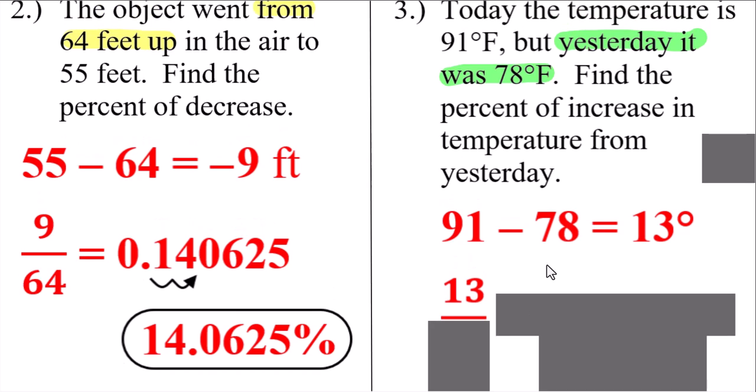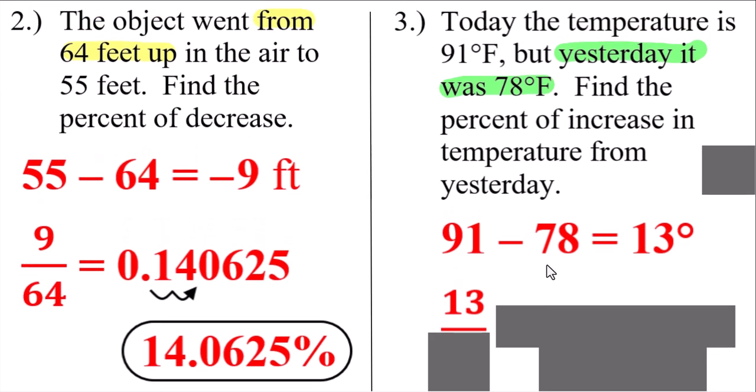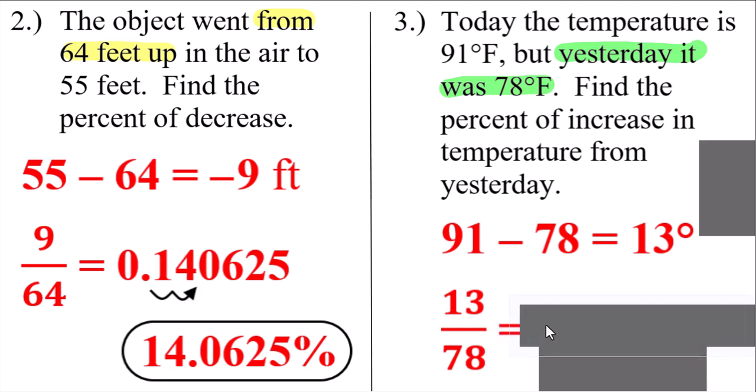Who is the original temperature? Well, I already explained this. The temperature yesterday is older than the temperature today, and the older amount is the original amount. So that is what you must divide by. All right. 13 divided by 78, use your calculator.